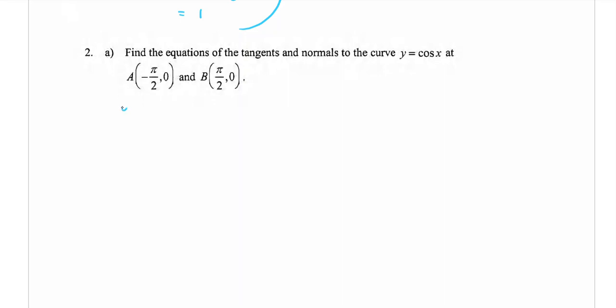So y equals cos x. What is the derivative of cos x? Negative sign. Good. Okay, let's start with the point A, minus pi on 2 comma 0. I'm going to do that one first and I'll come back for B. So if I sub in the x value, my gradient will be negative sine of minus pi over 2.